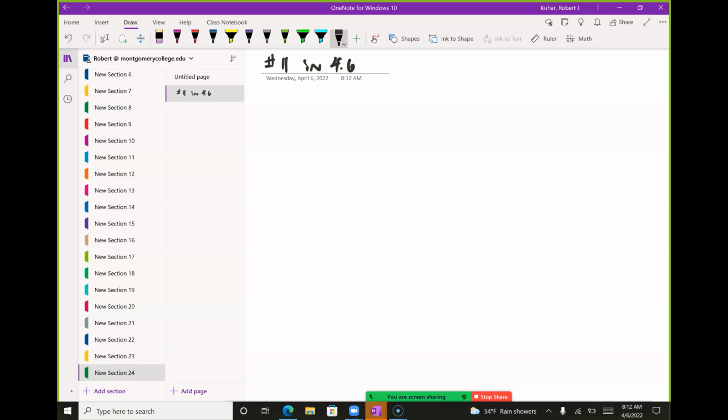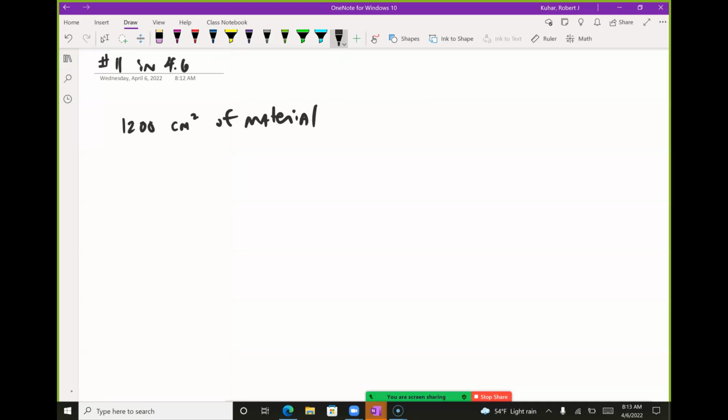It's 1200 centimeters squared of material, maybe cardboard or whatever, right? So I have 1200 centimeters squared of material to make a box. And the box has an open top and a square base, okay?